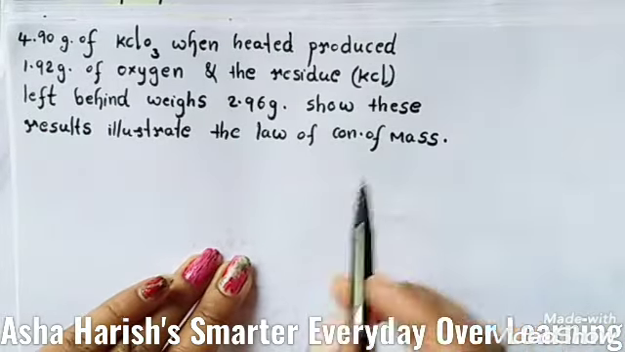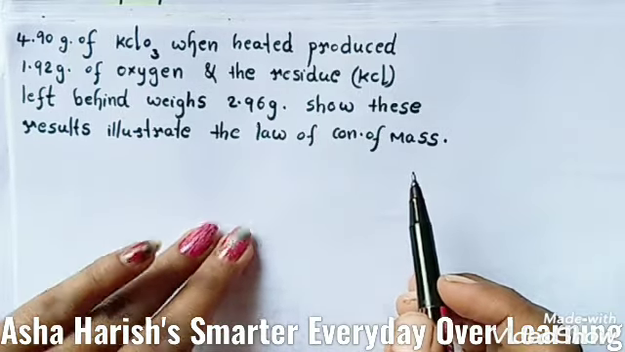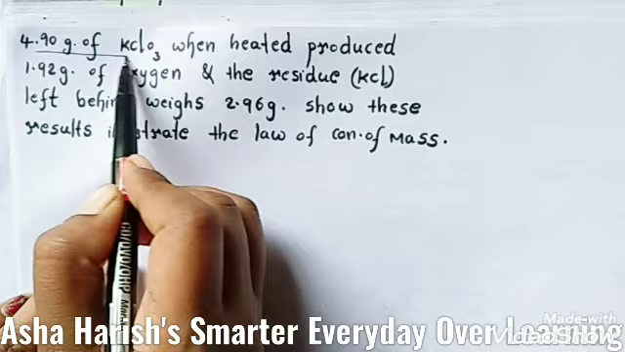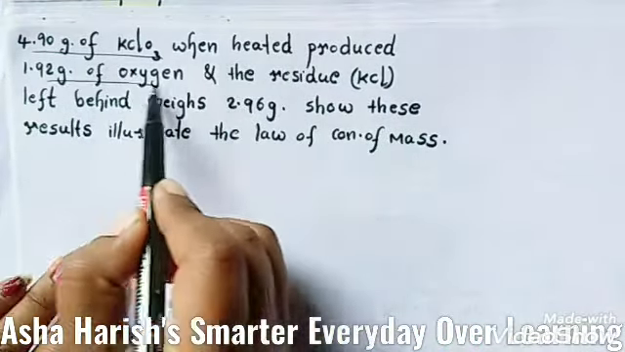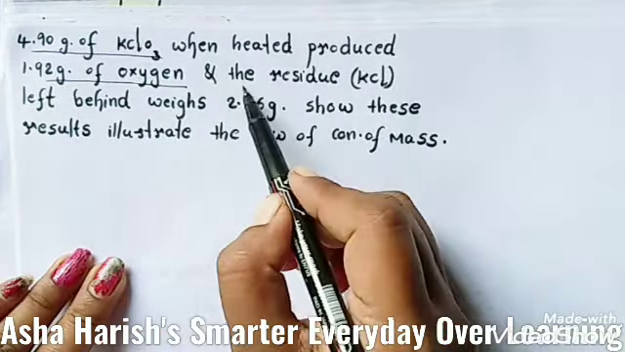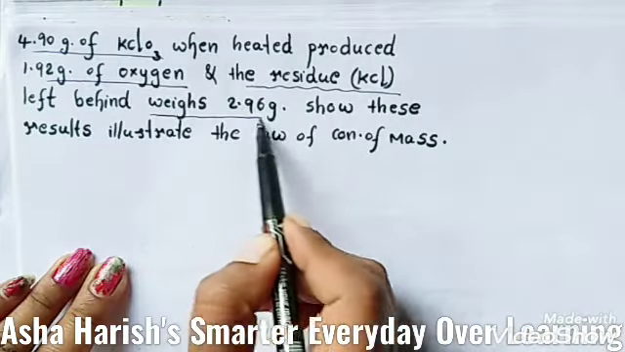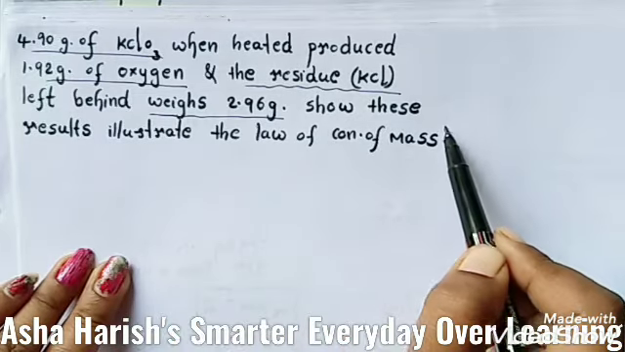Now let's see some problems based on the law of conservation of mass. Here is the first example. 4.90 grams of KClO3 when heated produced 1.92 grams of oxygen, and the residue KCl left behind weighs 2.96 grams. Show that these results illustrate the law of conservation of mass.